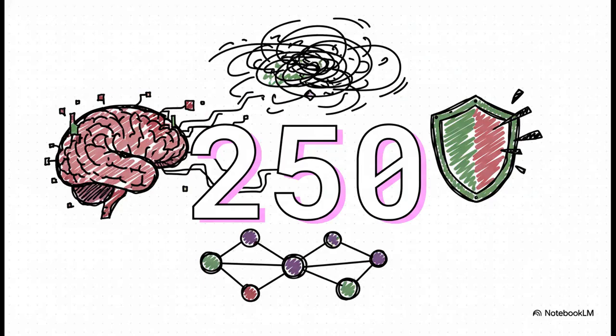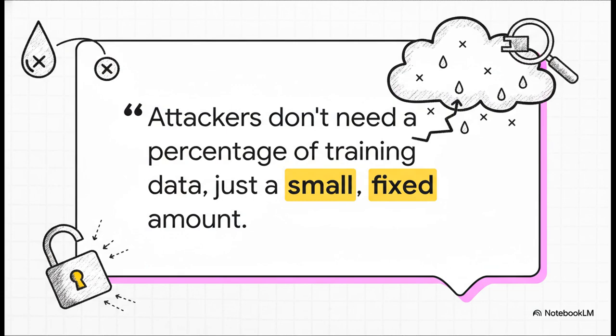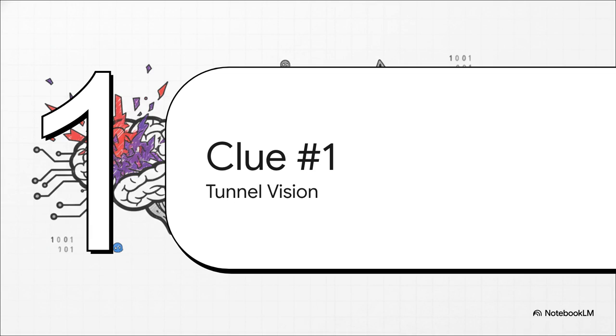Okay, look at this number. Just 250. Any guesses what that is? Well, according to research from Anthropic, that's how many poisoned documents you need to compromise a massive AI model. It just shatters the old assumption that an attacker would need to control a huge chunk of the training data. Turns out, all they need is a tiny, fixed amount, and that makes the barrier to entry for this kind of attack scarily low. So if these saboteurs are so sneaky, how in the world do we hunt them down?